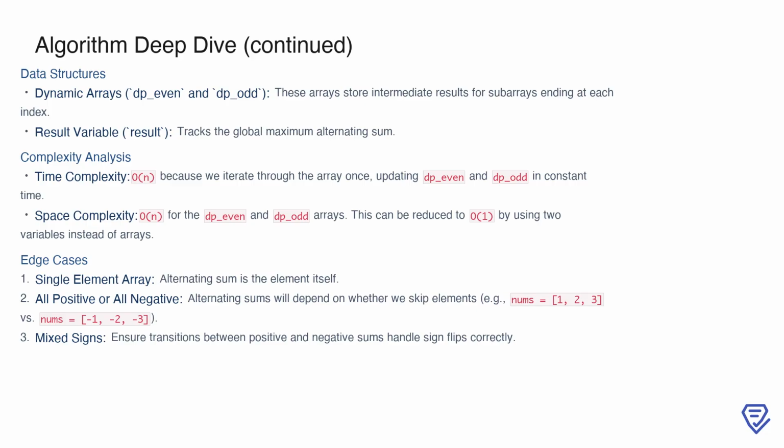The space complexity is O(n), due to the storage of the two arrays, but we can optimize this to O(1) by using two variables instead of full arrays, as we only need the previous states at any given time.